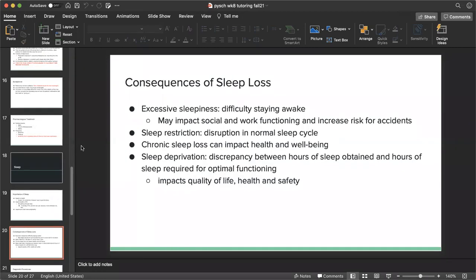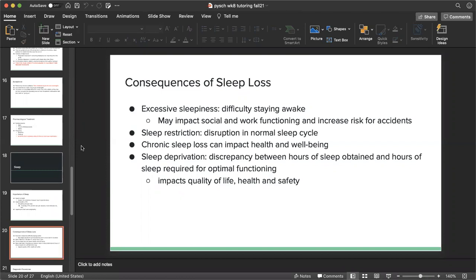So some consequences of sleep loss. Excessive sleepiness, so difficulty staying awake. It could impact your social and work functioning and increase risk for accidents. Like I said, if you don't get enough sleep, it's like you're driving drunk because your brain is almost the same. Sleep restriction is a disruption in the normal sleep cycle.